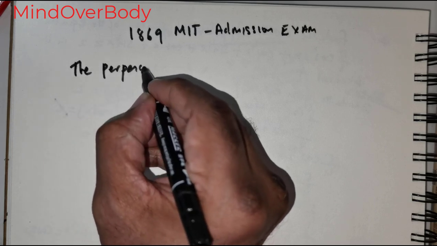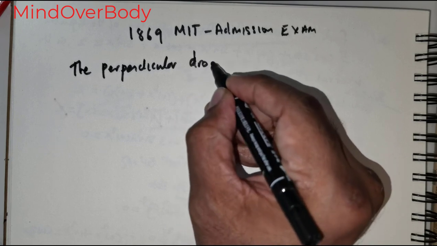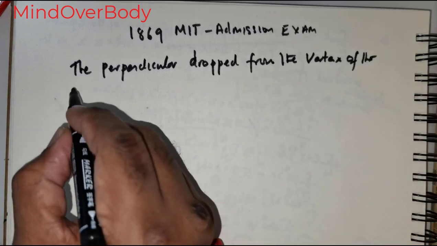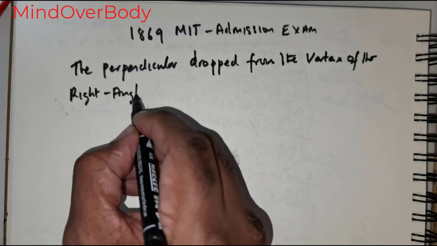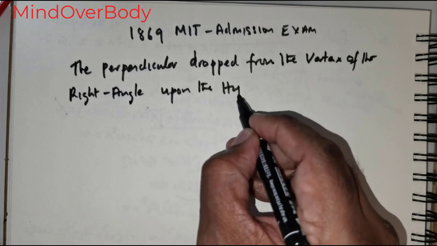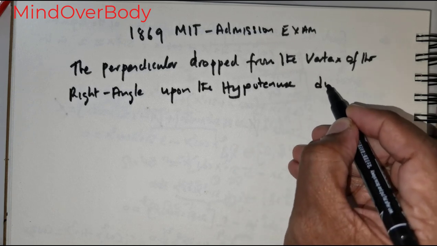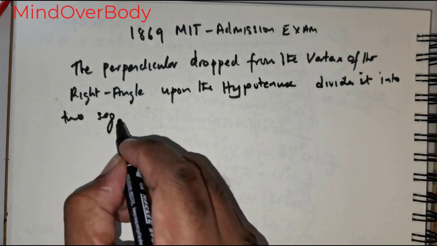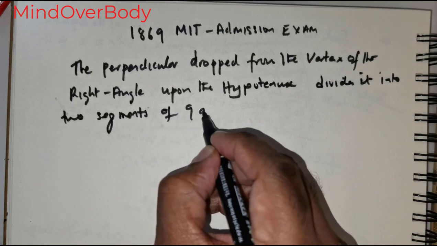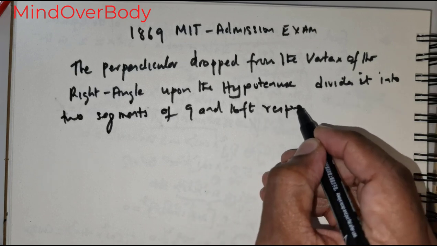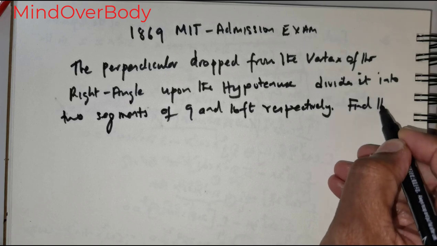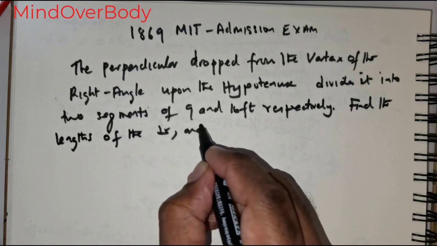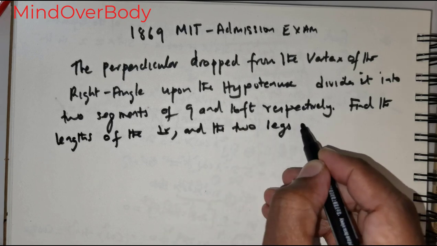The perpendicular dropped from the vertex of the right angle upon the hypotenuse divides it into two segments of 9 and 16 feet respectively. Find the length of the perpendicular and the two legs of the triangle.